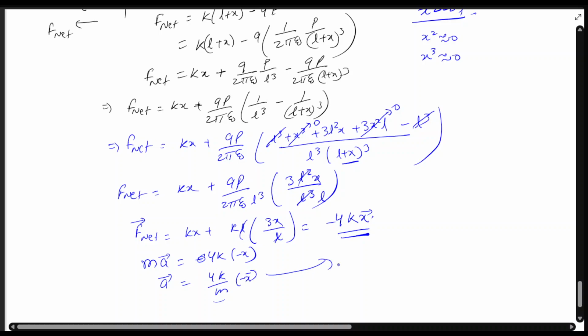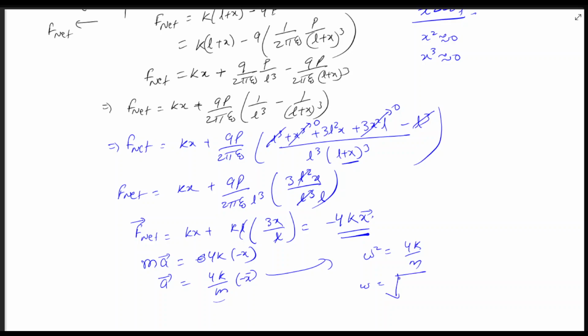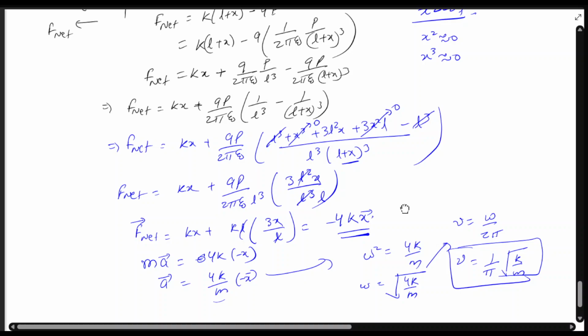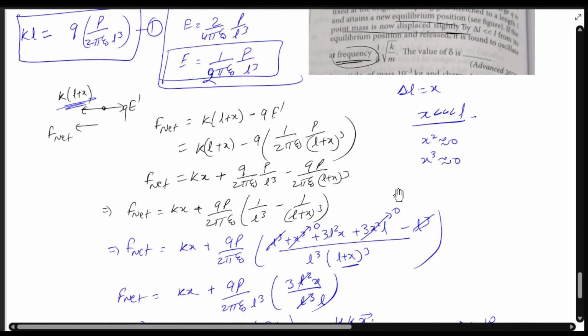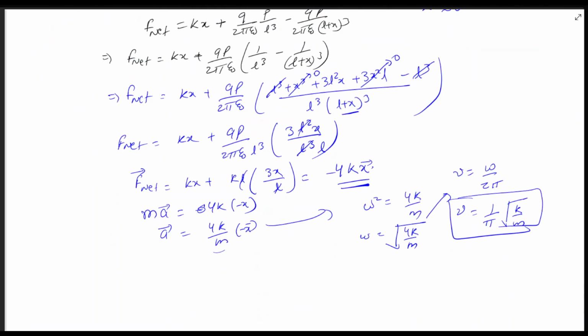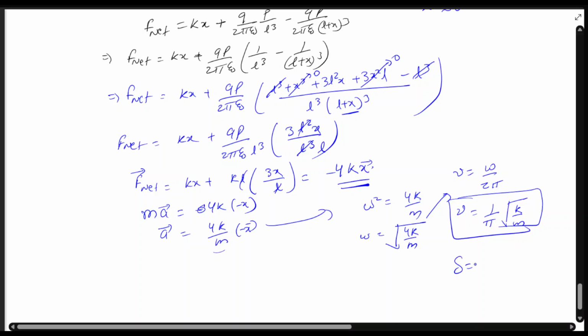So this is omega square. So omega square equals 4k by m. So omega will be root of 4k by m, right? And we know frequency is omega by 2 pi, right? So we will get 1 upon pi, and 2 will get cancelled. We'll get root of k by m. So by comparing, we'll get delta as pi.